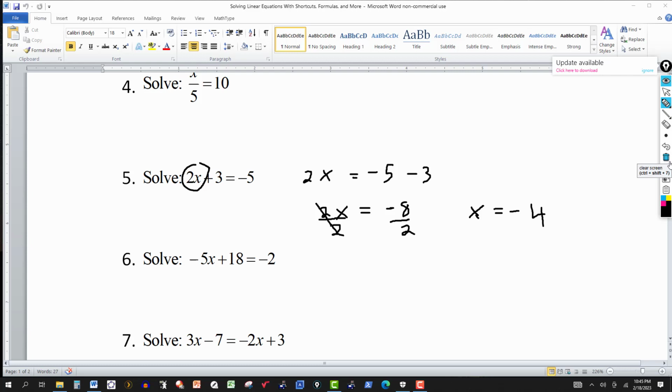But if you're taking a test, you always want to make sure and just solve it. And if they don't tell you to check it, don't spend time checking it unless you're finished with all your problems. Then you can go back and double check to see if your answers are correct.